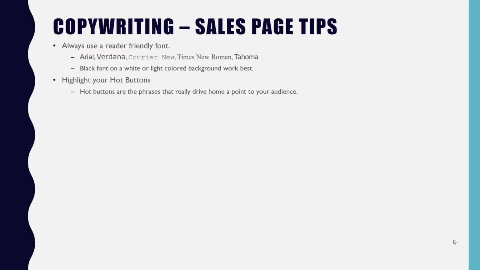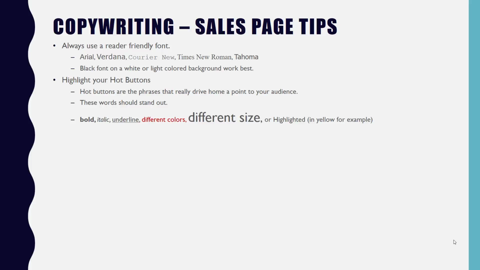Highlight your hot button phrases. So as you're writing your copy, you want to bold phrases that really jump out. Hot buttons are the phrases that really drive home a point to your audience, and these are the words that should stand out for your audience. You can make them bold, italic, you can underline them, use different colors, different sizes, or highlight them in yellow, for example, to really pop out.